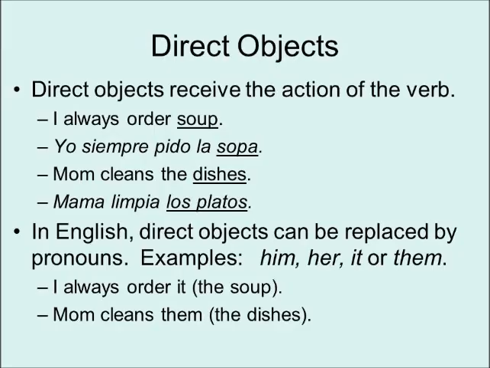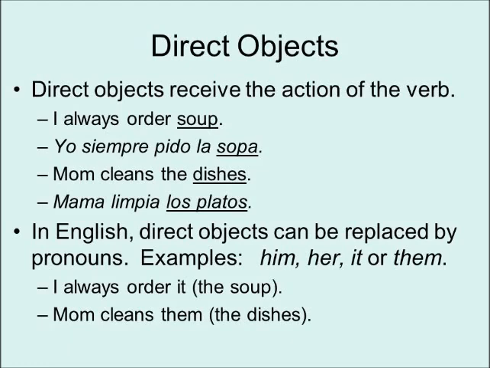Hola! Today we are going to talk about direct objects in Spanish. And we're going to start out by hopefully reviewing with you on how to pick a direct object out in a sentence and what its role is in the sentence. So a direct object answers the question who or what about the action of the verb. So it receives the action of the verb.